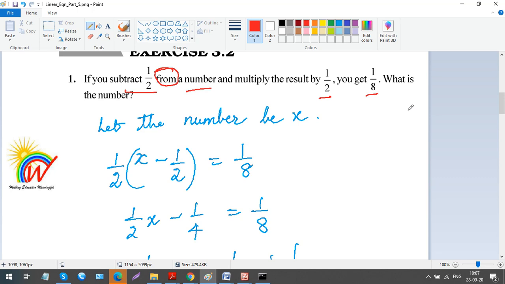You just read the whole question once. If you come to the next statement, it says what is the number. So whenever they ask a question, you just assume that thing. They are saying what is the number, so you say let the number be x. That's going to be your first statement in all the questions. Whatever they are asking you to find, you assume that to be x. Now they are saying 1 by 2 has to be subtracted from a number. That number we have assumed as x, right? So from this x, x should be written first. Understood? You should not write 1 by 2 minus x.